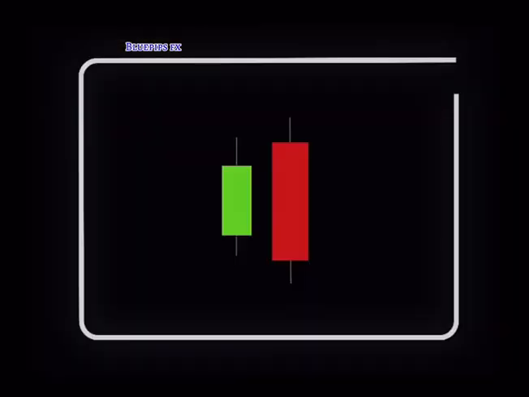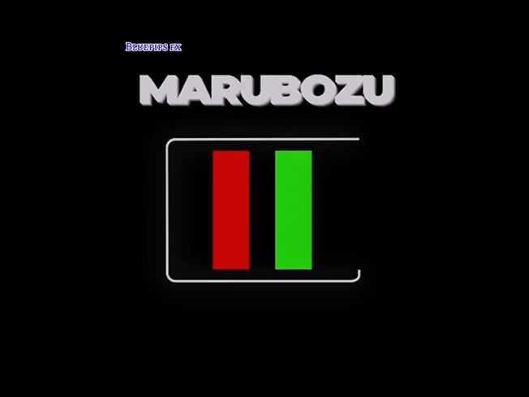Good day, guys. Today I'm going to be talking about candlestick patterns in general, and I'm going to be talking about the 5 major candlesticks that I use to trade in the forex market. Number one on my list is the engulfing candlestick, which we have the bullish engulfing candlestick and then the bearish engulfing candlestick. We have the Marubozu, which we have the bullish Marubozu and then we have the bearish Marubozu.